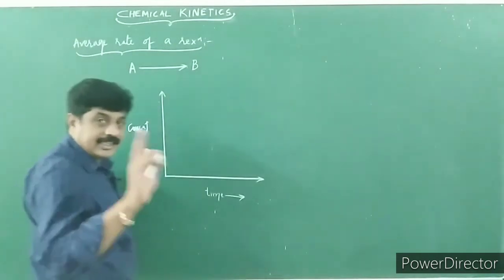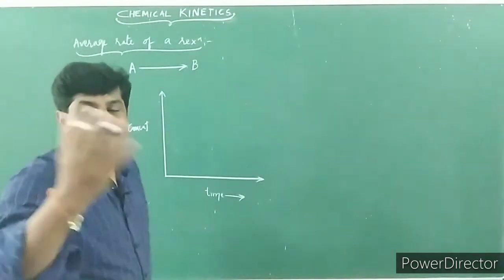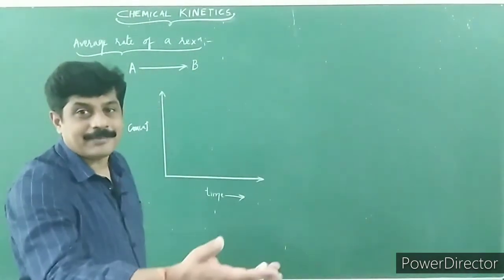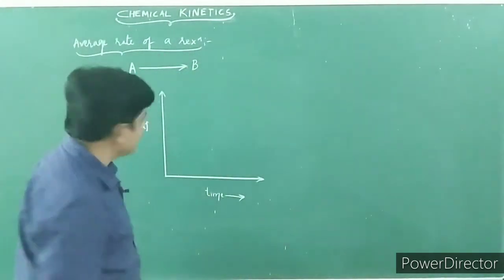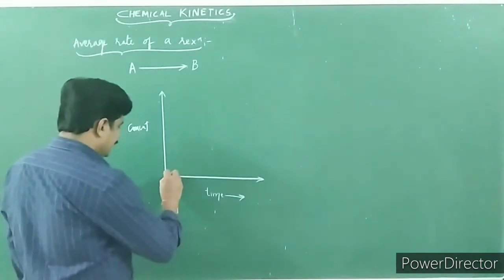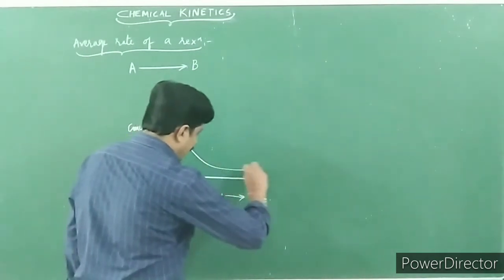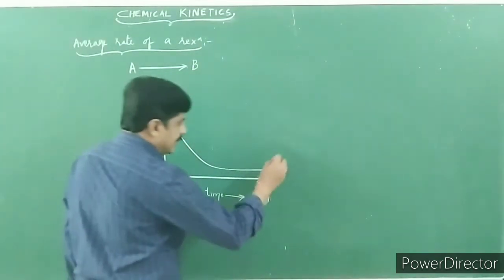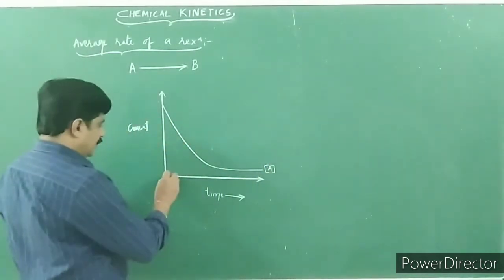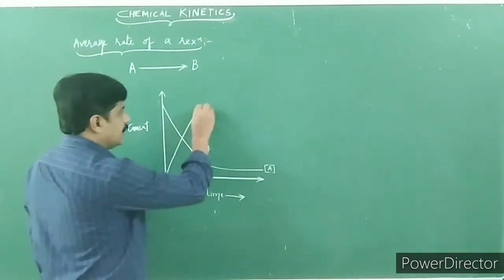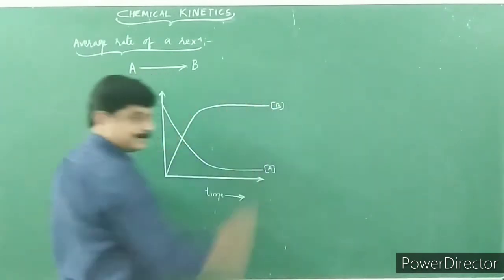Children, initially the concentration of reactants will be very high, whereas the concentration of product will be 0. But after some time, the concentration of product increases, whereas the concentration of reactant decreases. Let me write, look at here. So this is the graph for the decrease in concentration of reactant A. Now, this is the graph for the increase in concentration of product B.